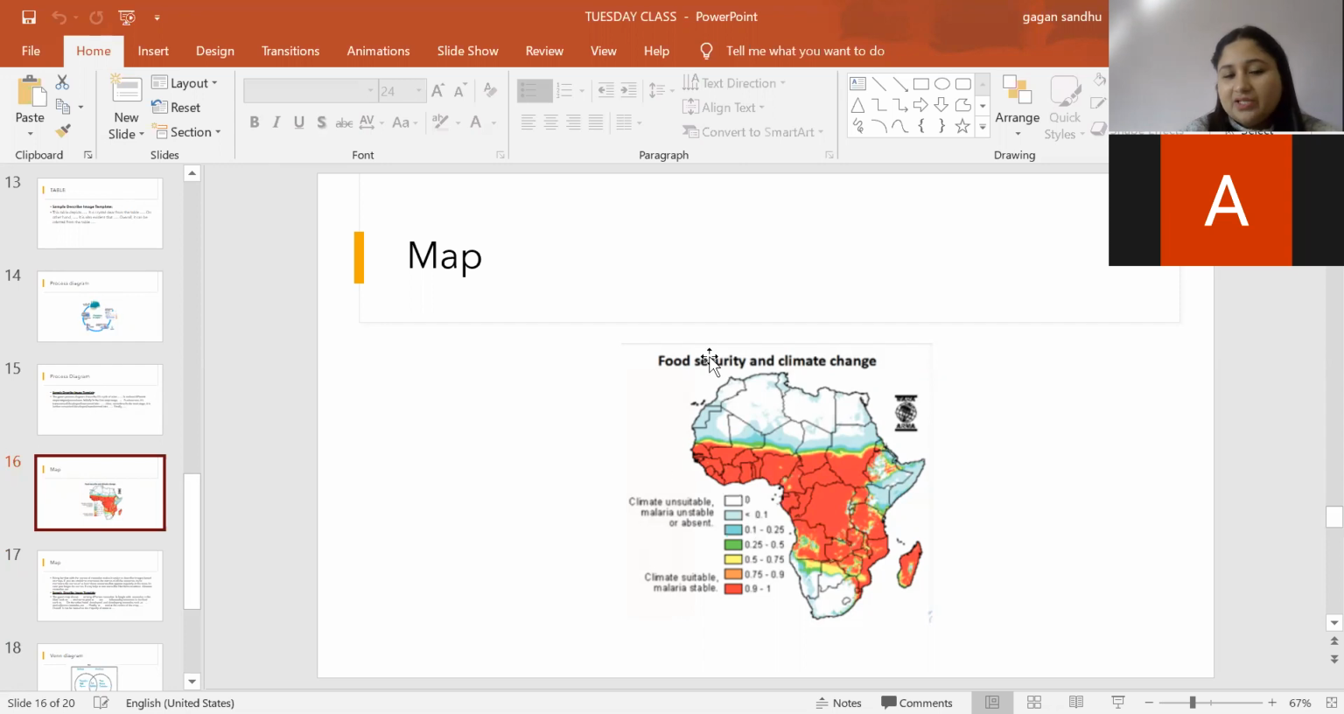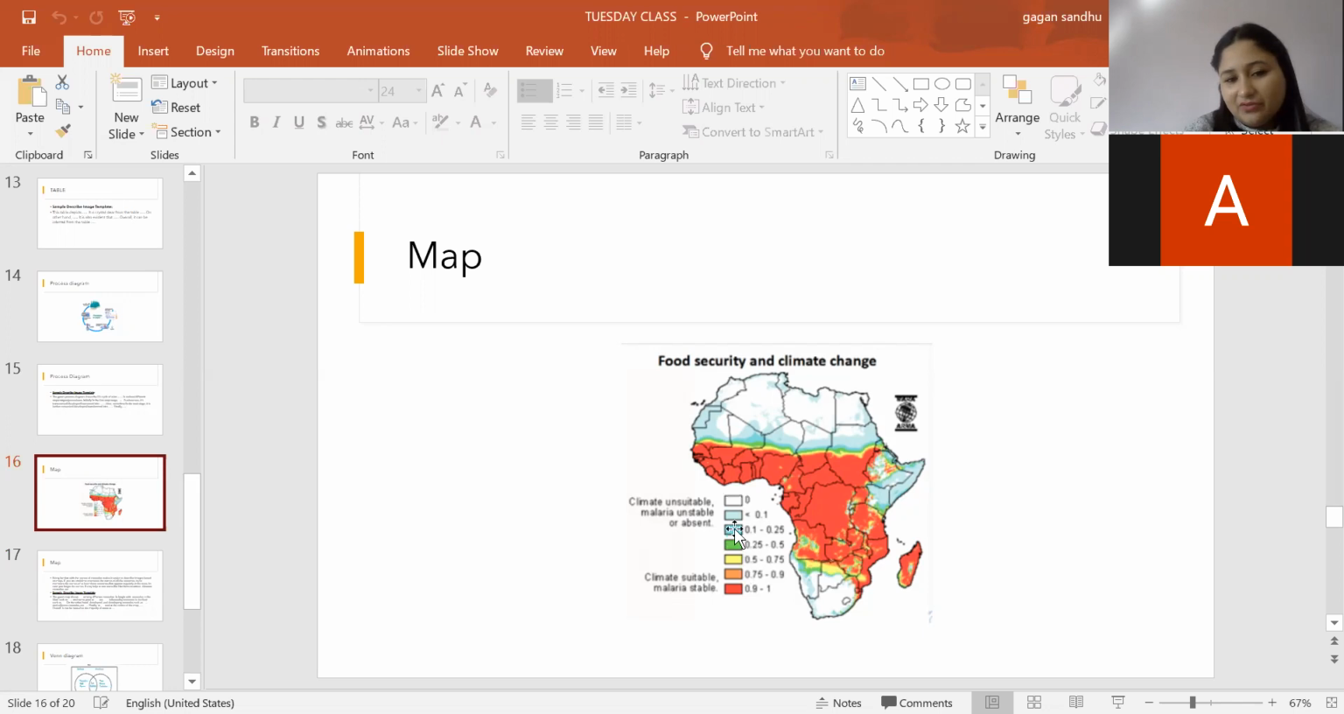After that, maps are usually color coded. Go and start talking about their colors, right? And in this map, you have a lot of information. Even just speaking what it is about: this is a food security and climate change map, right? It has climate unsuitable, malaria unsuitable or absent, and climate suitable, malaria stable, different kinds of bars, right?